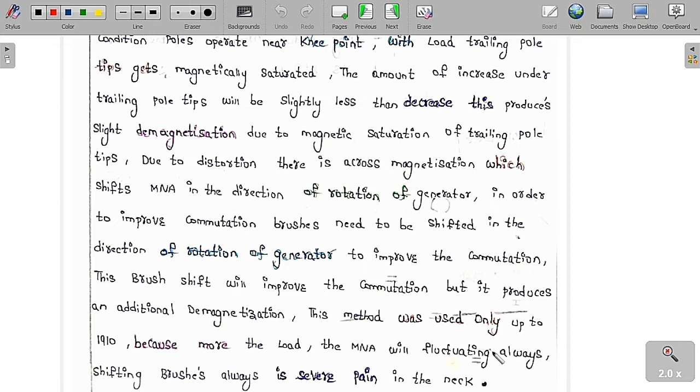So finally I can say, the armature reaction on DC generator. In this, under trailing pole tips, the flux density increases and they are magnetically saturated.